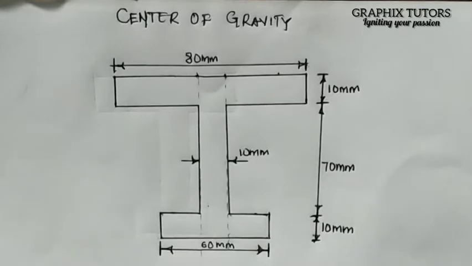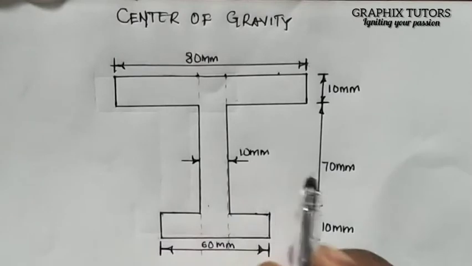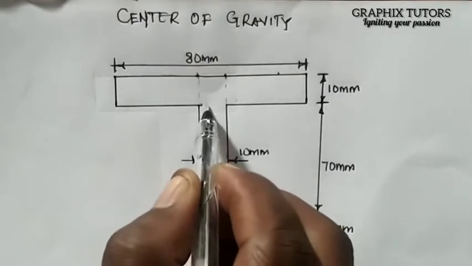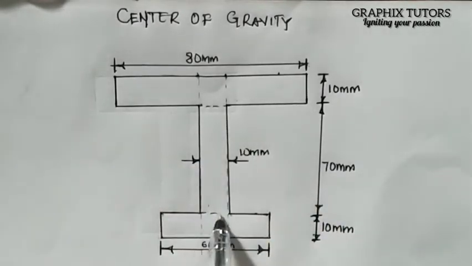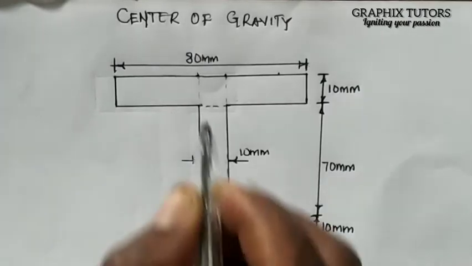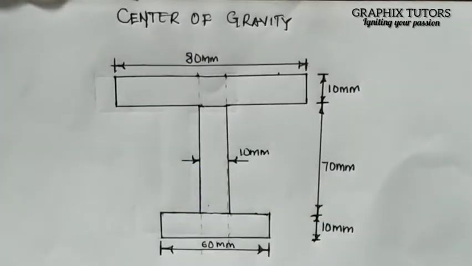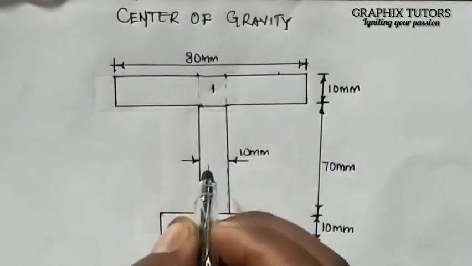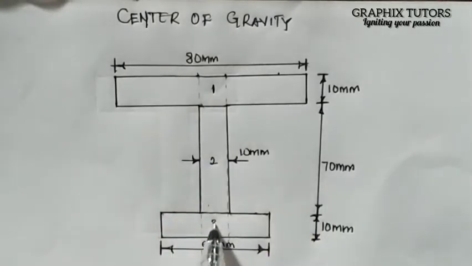Now, the first thing you do is divide your figure into as many parts as you can, the lowest possible division. The lowest possible division here is dividing it at this point and at this point. So I'll be having something like this. Can you see? It's forming three rectangles. This is the first rectangle, this is the second rectangle, and this is the third rectangle.